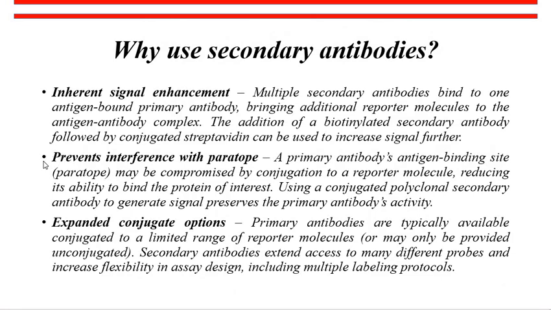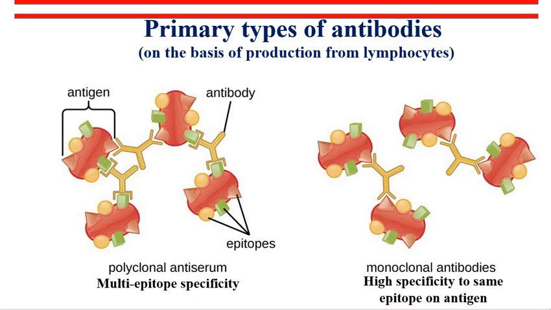Second quality of the secondary antibodies is that they prevent interference with the paratope. A primary antibody's antigen binding site paratope may be compromised by conjugation to a reporter molecule, reducing its ability to bind the protein of interest. Using a conjugated polyclonal secondary antibody to generate signal preserves the primary antibody's activity.